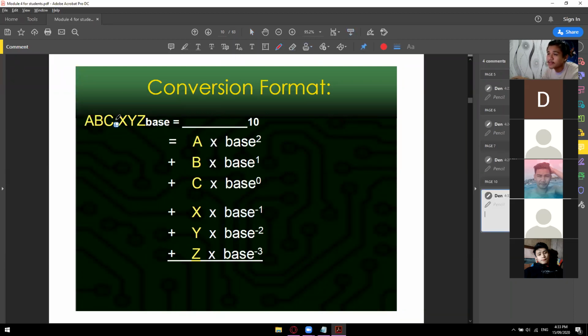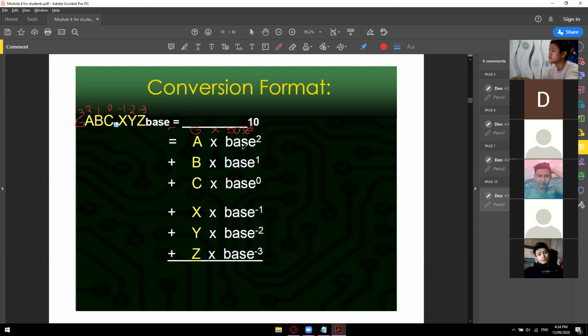So, mula sa decimal, okay, ang power neto is 0, 1, and then 2. And then, mula ulit sa decimal, ang power neto is -1, -2, and then -3. Ngayon, kapag meron pang isa dito, let's say letter G, dagdag na lang natin dito G, so times base raised to 3 na dapat to.